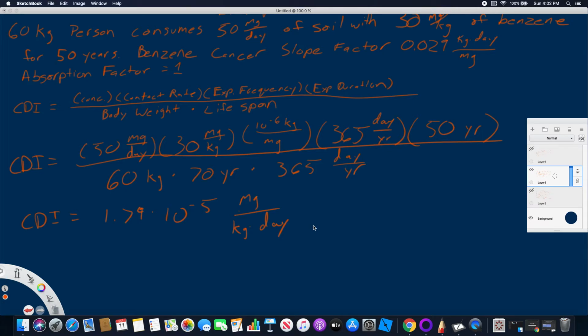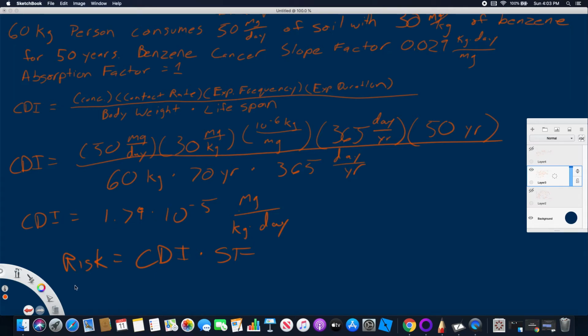It's maybe a little bit confusing, but basically any exposure is going to affect your cancer risk over your life. Unlike non-cancer, where basically if you don't damage your organs, you're probably fine. So, okay. Your risk is going to be equal to your CDI times your slope factor.